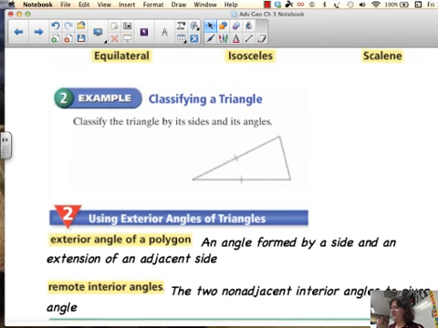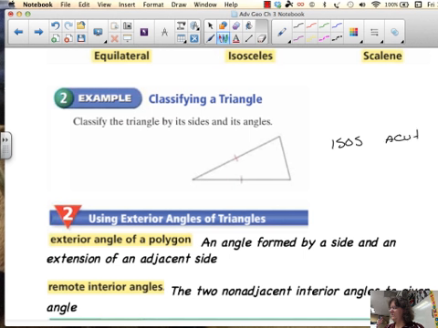So if we take a look at this picture, classify it by its sides and its angles. If I take a look at the sides, it's isosceles. And if I take a look at its angles, it looks like they're all acute. And so I will say isosceles acute triangle. Because they're obviously acute, I can say that it's acute. If it looks like it might be right, you have to be careful. It has to be labeled as right. If it looks like it's right, it could be acute, it could be obtuse. We're not totally sure.